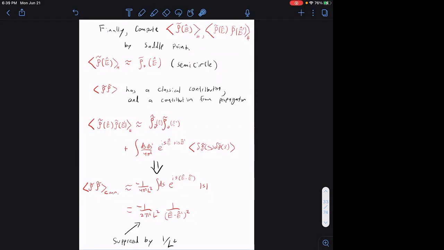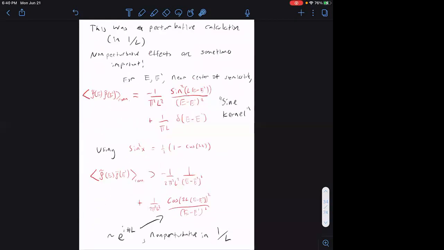So the fluctuation around the saddle point value is small, and that's basically because the effective action had an explicit factor of L squared out front of it. So what we did is we did this perturbative calculation in 1 over L. We had a saddle point and we studied the small fluctuations. There can also be non-perturbative effects, which we're not going to be able to see by doing this expansion around the saddle point. And those are actually sometimes important.